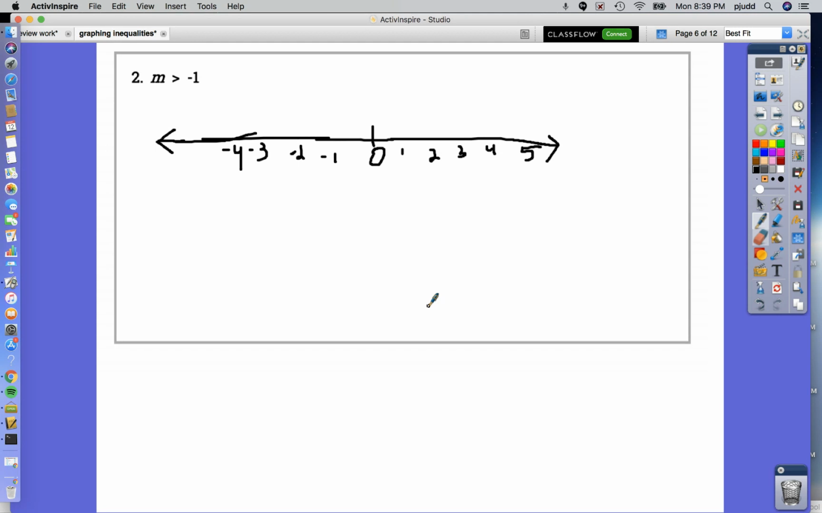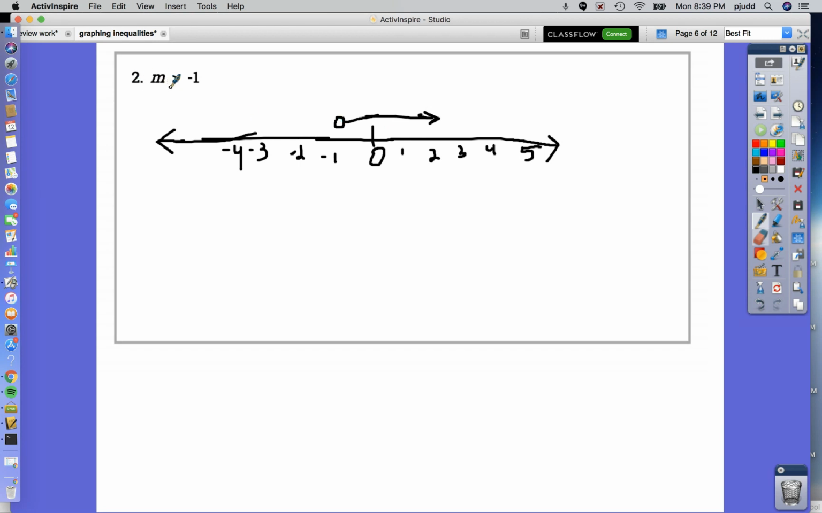Okay, and I want you to talk with your partner. What is this going to look like? I know that this is going to be my starting point here. It's greater than -1, so it's going to go out to the right, and it could keep going. It doesn't have to end there. But is this going to be shaded in, or is it going to be open?